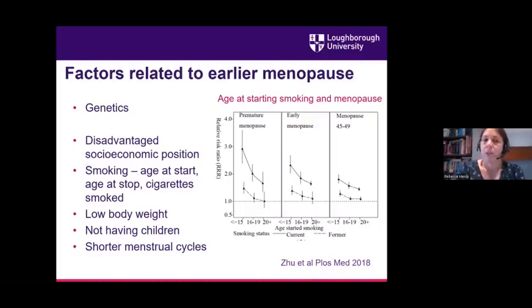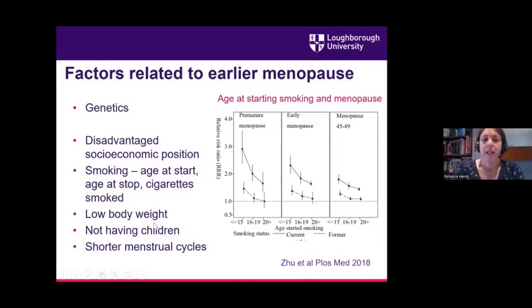Disadvantaged socioeconomic position, smoking, low body weight, not having children, and shorter menstrual cycles have all been shown to be related to earlier menopause. I've just put some nice work here looking at more detailed analysis of smoking and early menopause. You can see that if you start smoking earlier, you're more likely to have a premature or earlier menopause, than if you start smoking later. But the good news is that if people stopped smoking, their risk greatly decreased, as you can see here.